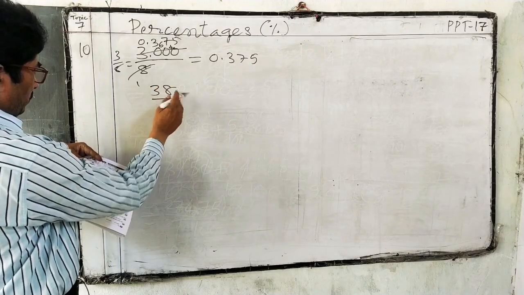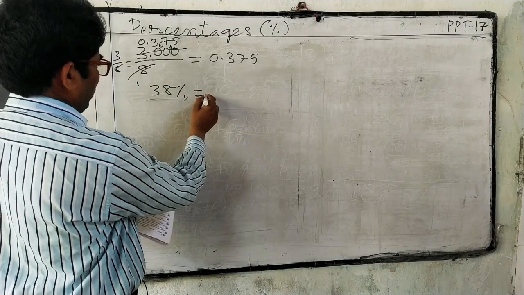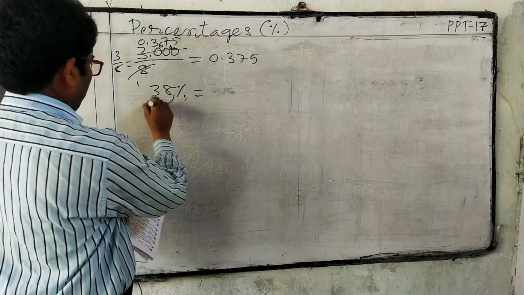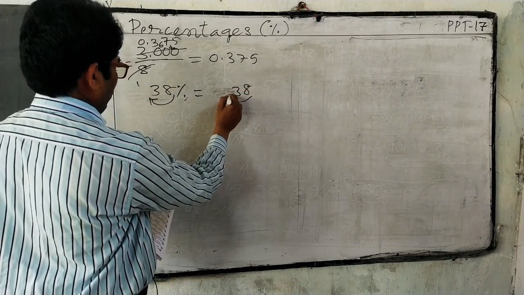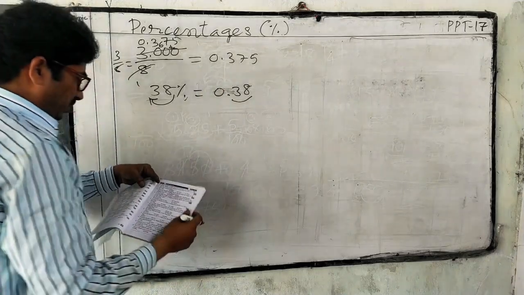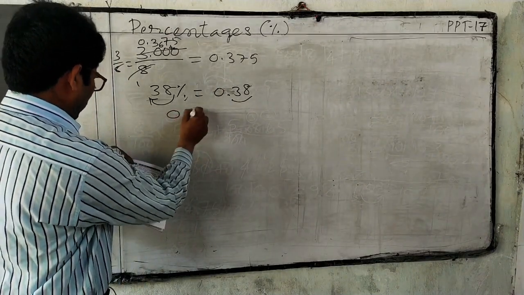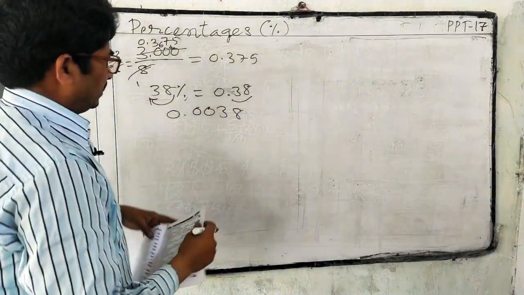38% is equal to, shift the decimal to the left by 2 places, 38 becomes 0.38. Last one, 0.0038. So in this, what is the smallest?